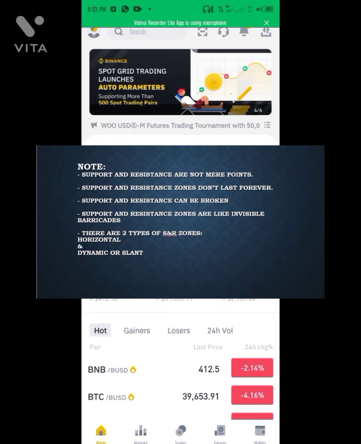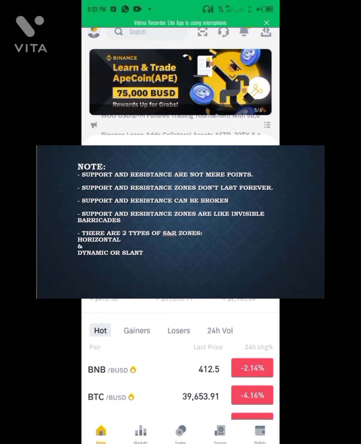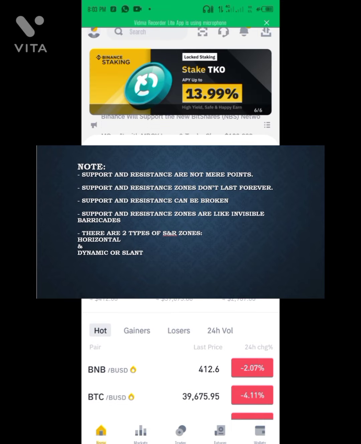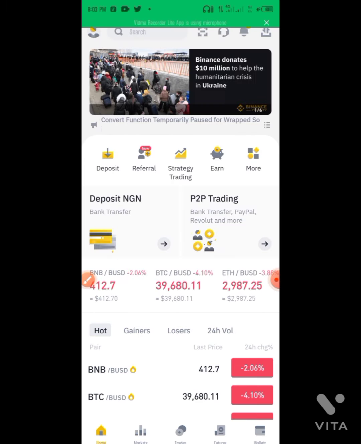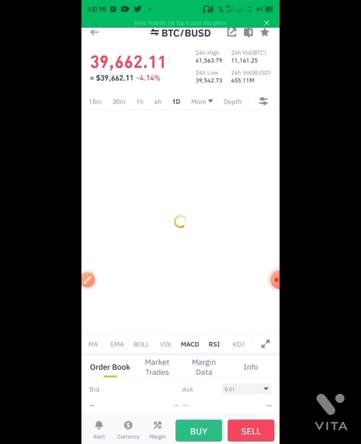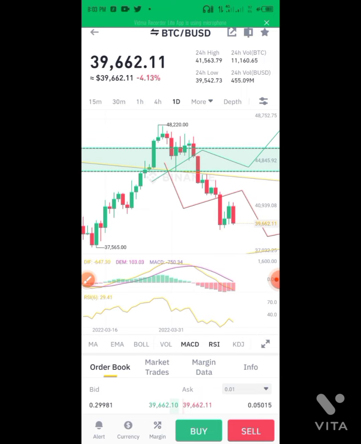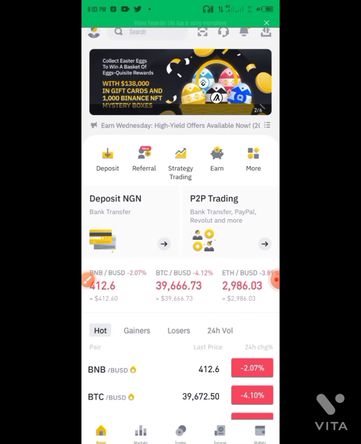Another thing, there are types of support and resistance. I don't want to skip it, I'll talk about it later. We have the horizontal and then the dynamic, but I will start with the horizontal. So now we'll just pick up a chart.